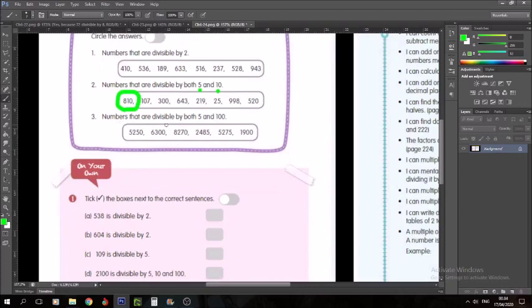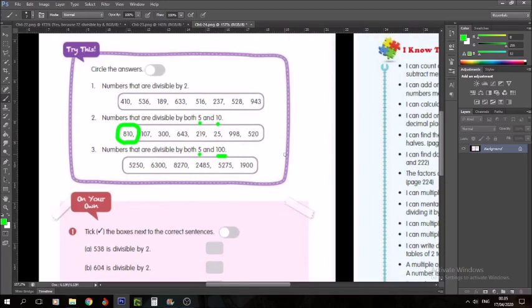And number 3, the numbers must be divisible by both 5 and 100. Which are the numbers? Try it by yourself, without using calculator or counting paper.